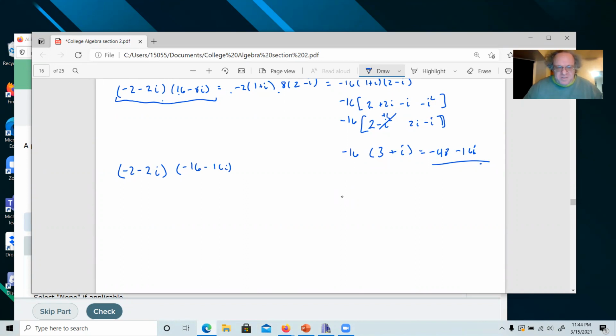So again, if I pull out a -2, that's going to be -2 times 1 plus i. I pull out a -16 here, and then what do we have? We have 1 plus i. So 16 times 2 is 32. Negative times negative is positive. And now we have to deal with 1 plus i, 1 plus i, which is 1 plus i plus i plus i squared.